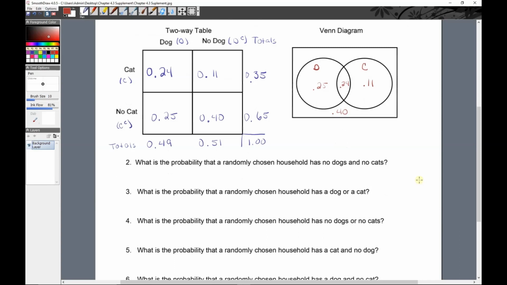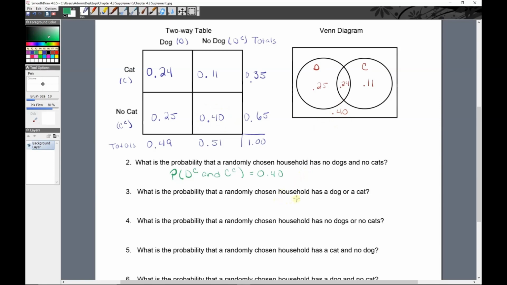All right, for number 2, what is the probability, and I'm going to go with a different color, that a randomly chosen household has no dogs and no cats? I'm going to go ahead and use the notation. This is the probability of a dog complement and cat complement, which is this: no cat, no dog. So that's just going to be 0.40. How great, there it is. And it was not something that was given to us in the problem. We completed this and we completed this and we found out what it was.